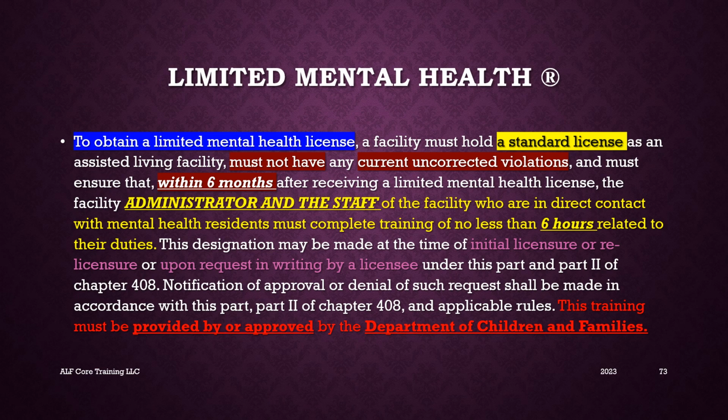This designation may be made at the time of initial licensure or relicensure or upon request in writing by a licensee under this part and part 2 of Chapter 408. Notification of approval or denial of such request shall be made in accordance with this part 2 of Chapter 408, and applicable rules. The training must be provided by or approved by the Department of Children and Families, DCF.